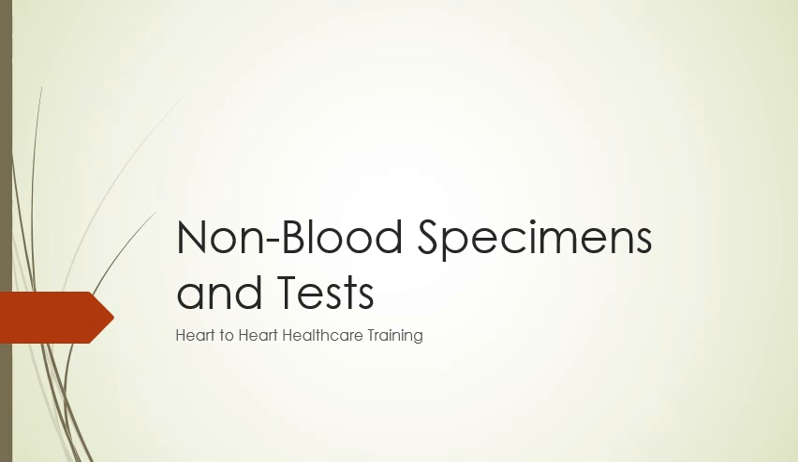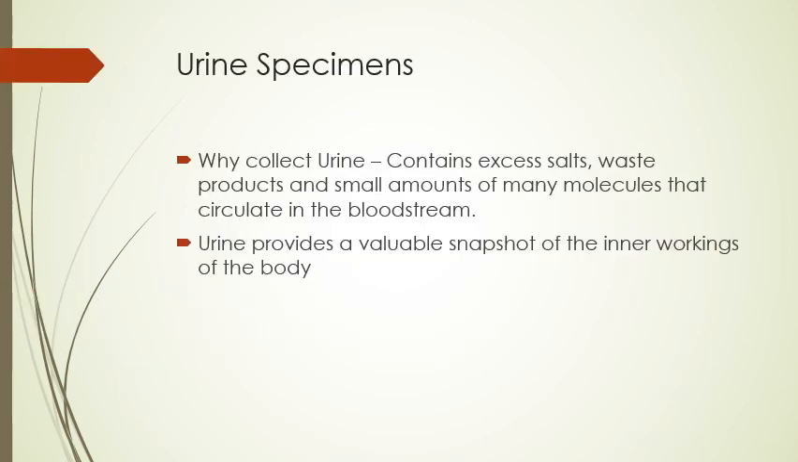So there are some other types of specimens and tests that you'll be involved in that have nothing to do with blood. So we wanted to let you know about those as well. Urine specimens: you collect urine because it provides a valuable snapshot of the inner workings of the body. Urine contains excess salts, waste products, and small amounts of molecules that circulate in the bloodstream.